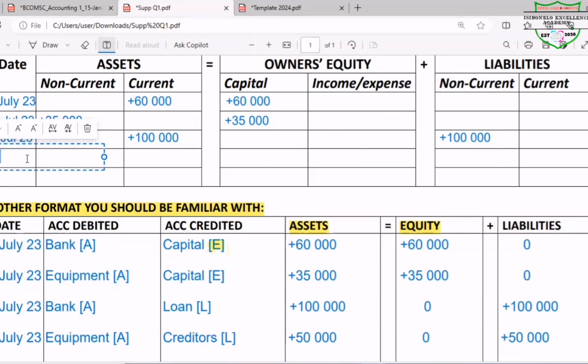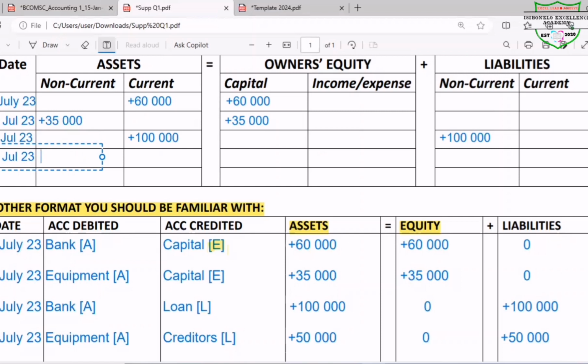So the date is 4 July 23. The account that is affected is equipment. The first account affected is equipment, and equipment. So it's equipment and equipment. Okay, sorted. So the first account affected is equipment.